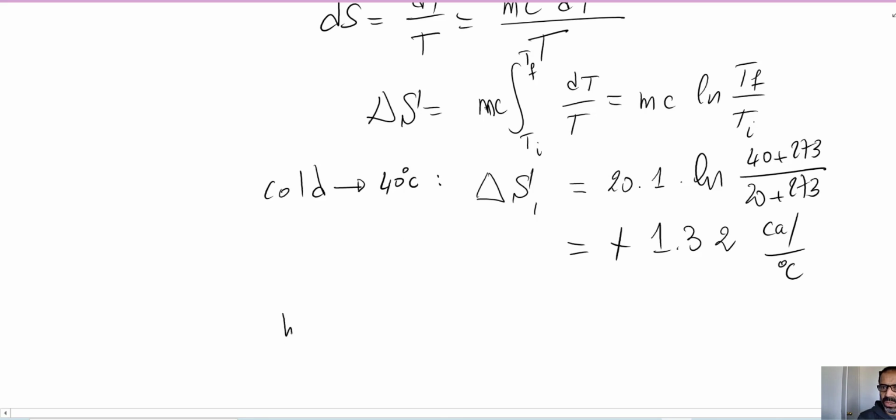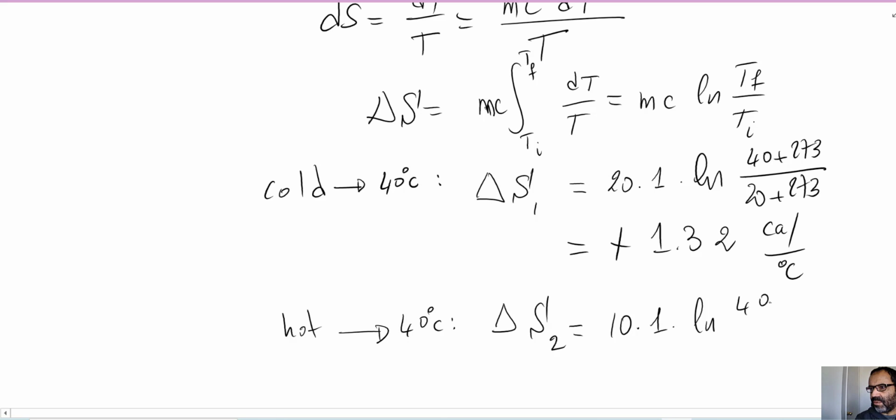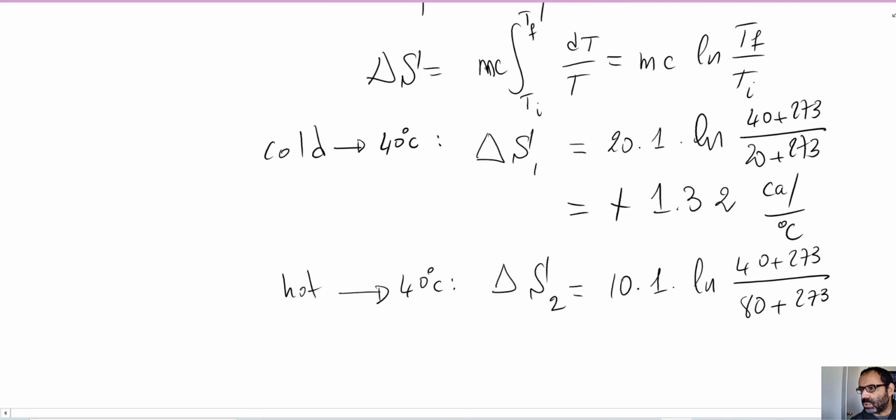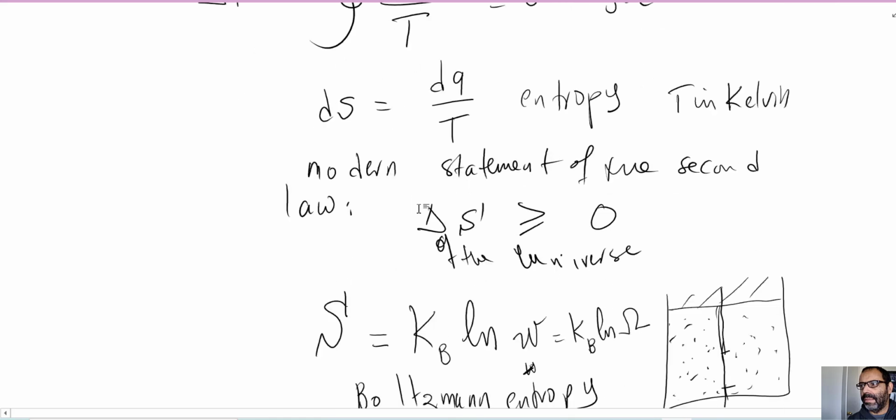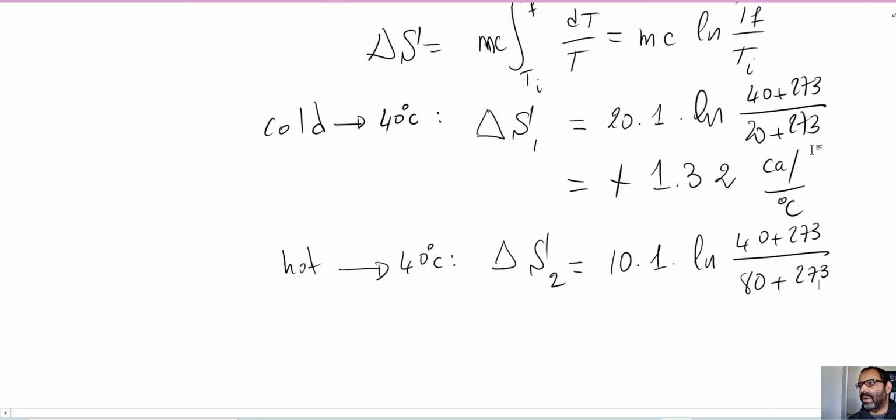So the hot one now went to 40 degrees Celsius. That's the temperature of the equilibrium. Delta S2 now is equal to 10 grams only, remember, times 1, that's the same specific heat, times the ln of the final, which is still 40 plus 273, divided by the initial, which was 80 plus 273. Obviously this number is going to be negative. So this seems to violate the second law of thermodynamics. This seems to be in violation of the law of thermodynamics.